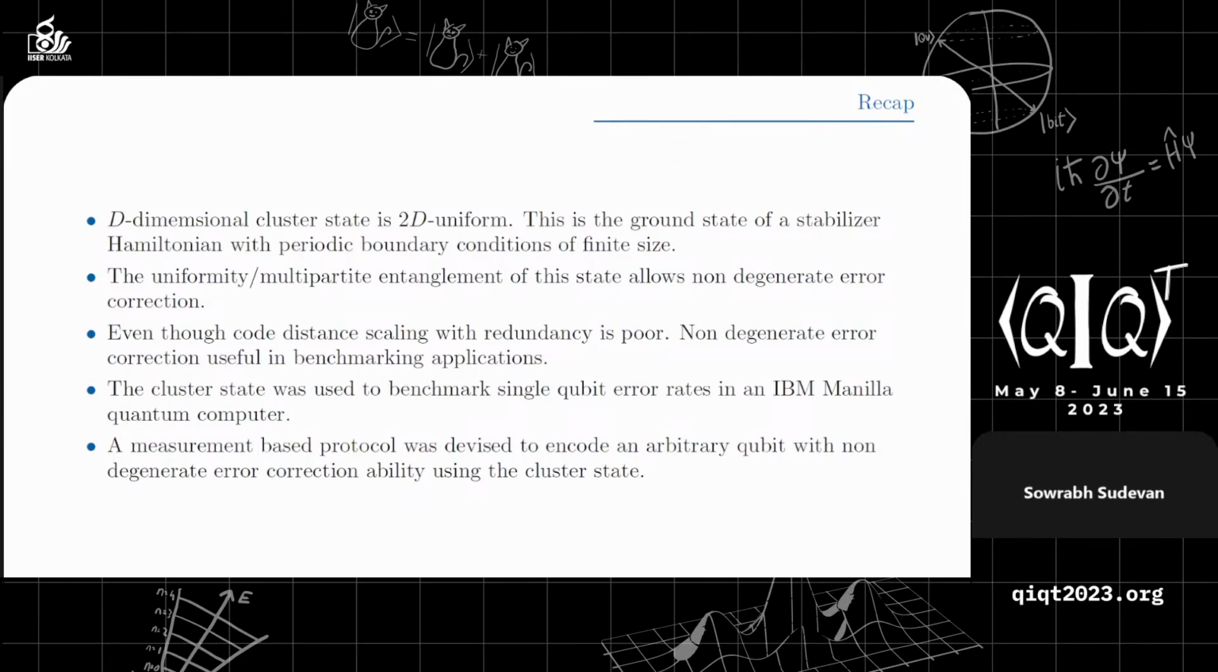And in degenerate, you cannot really identify what error has happened where, but you can recover the earlier information. So even though code distance scaling with redundancy is poor, non-degenerate error correction is useful in benchmarking applications. And cluster state was used to benchmark single qubit error rates in an IBM Manila quantum computer. And we have a measurement-based protocol to encode an arbitrary qubit with non-degenerate error correction ability. So yeah, thank you.